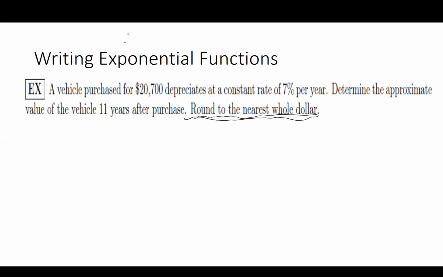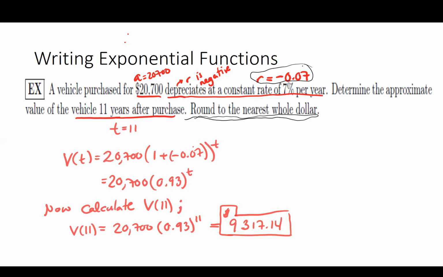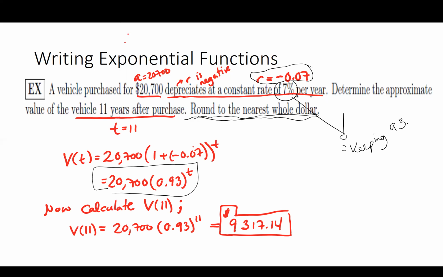All right, so A is 20,700. My R is negative in this case. So the way Littman does it, and the way I don't mind you doing it, is we'll set R to negative 0.07. We're losing 7%. And so we construct this function here. Now, here's the way you can also think of it. If I'm losing 7% every year, you could also think of it as keeping 93%.